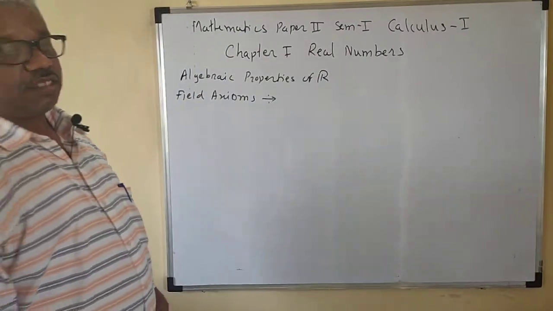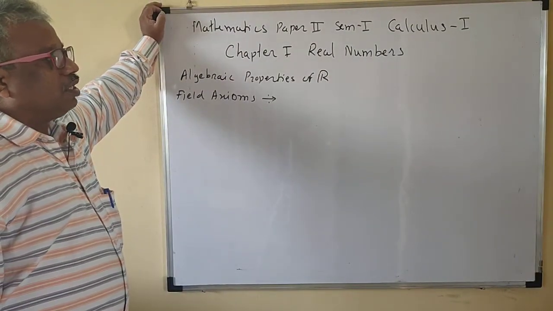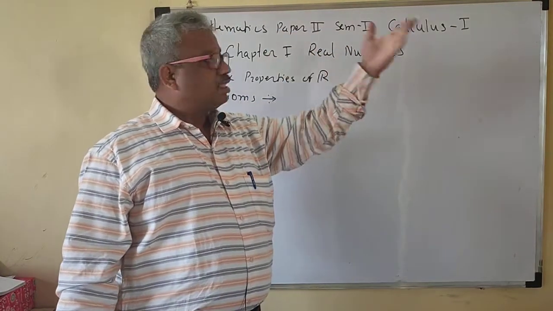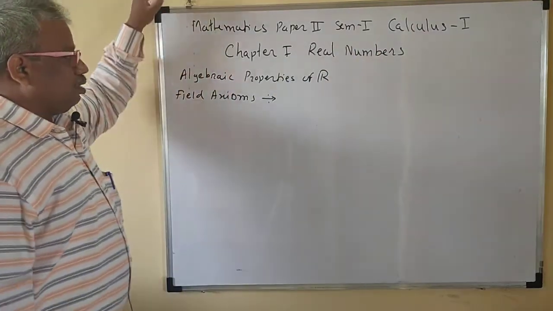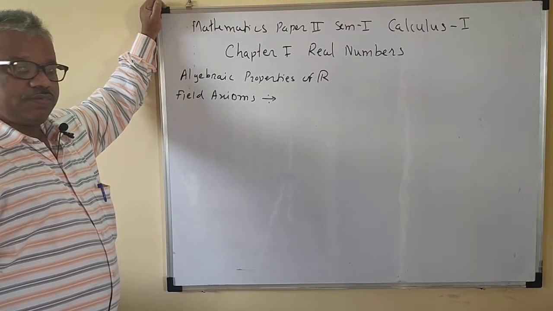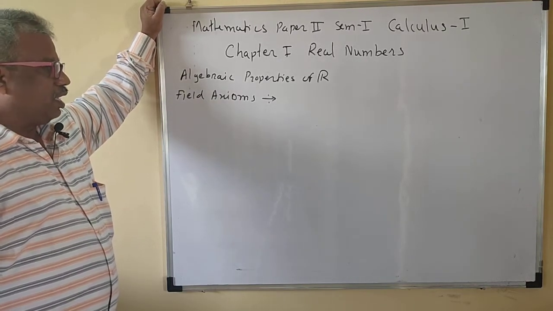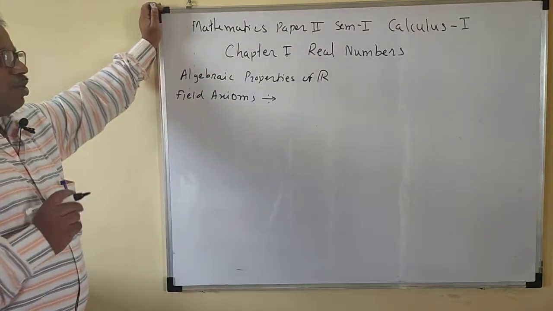We'll go to the next paper, that is mathematics paper second semester first, calculus first. So the name of that course is calculus first. In the second semester you will see calculus second. The name of the first chapter is real numbers. Now we'll first see the algebraic properties of the real numbers. So, field axioms for the real numbers.